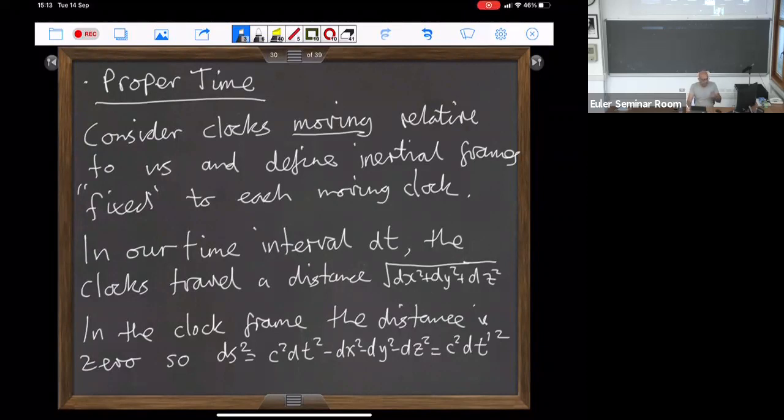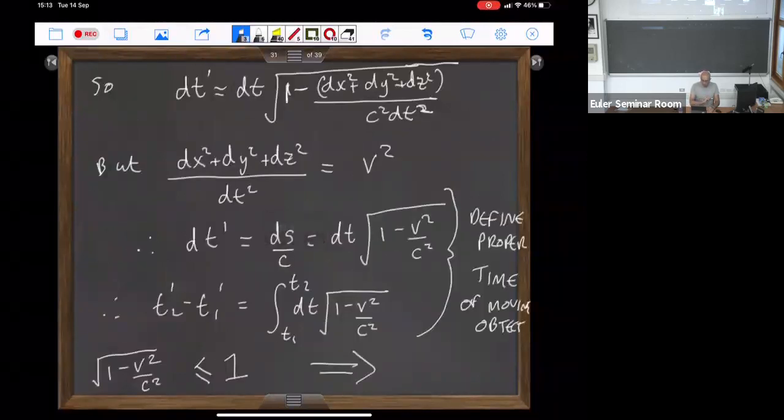In the clock frame, the x, y, and z coordinates are not changing, so if the clock frame is defined with the primed coordinates, its infinitesimal distance squared would just be c squared dt prime squared. If you rearrange that formula, you get that dt prime is dt times the square root of 1 minus the infinitesimal distance squared divided by c squared dt squared.